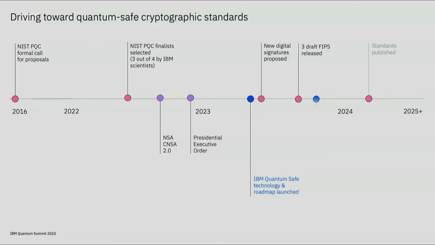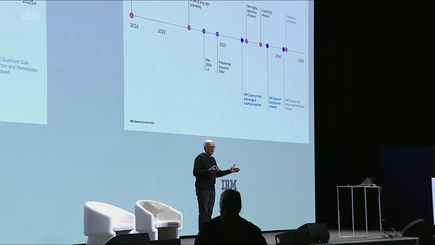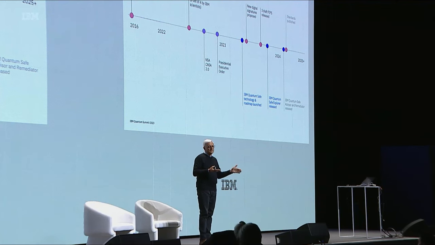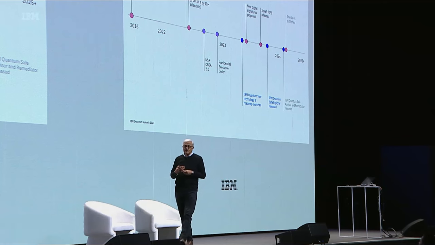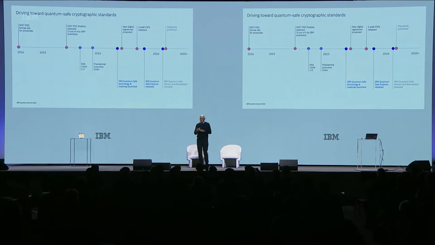Now, in anticipation of this and responding to this, we created a quantum safe roadmap and also a set of technologies to support our clients in their migration or journey towards becoming quantum safe, and we announced this in May of this year. Subsequently, we also released a technology capability called IBM Quantum Safe Explorer. I'll talk about that in a minute and even show you a demonstration of that. We released that in October.